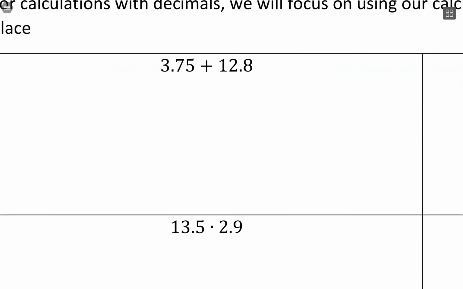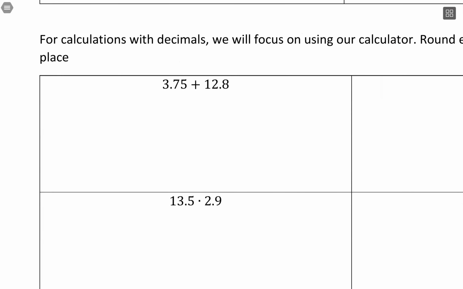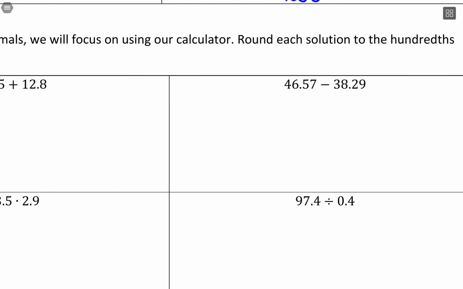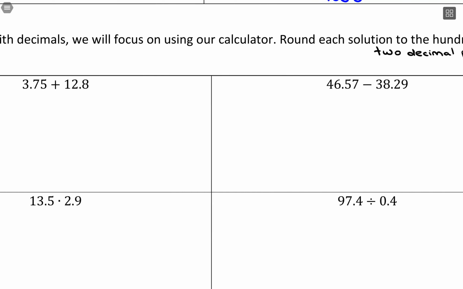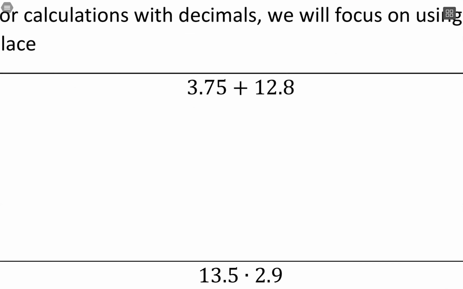All right, calculations with decimals. In the textbook, you could read through how to do these by hand if you want to. Really, for our class, I'm going to focus on we'll use our calculator for these. Let's round each solution to the hundredths place, which is a typical rounding technique. This gives us 2 decimal places of accuracy, which tends to be pretty good. So if you see rounding to the hundredths place, that's the same thing as showing 2 decimal places. All right, so let's look at using the calculators with these.